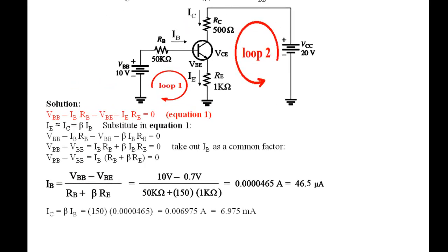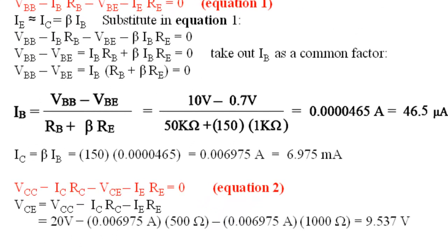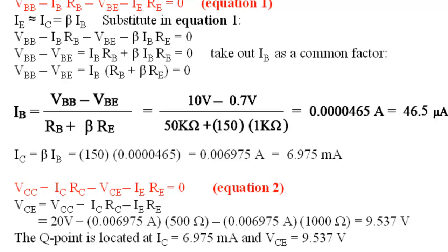Now we apply Kirchhoff's voltage law to loop 2 and we get equation 2. And by rearranging the equation, we get VCE, which equals 9.537 volts. The Q point is located at IC equals 6.975 milliamperes and VCE equals 9.537 volts.